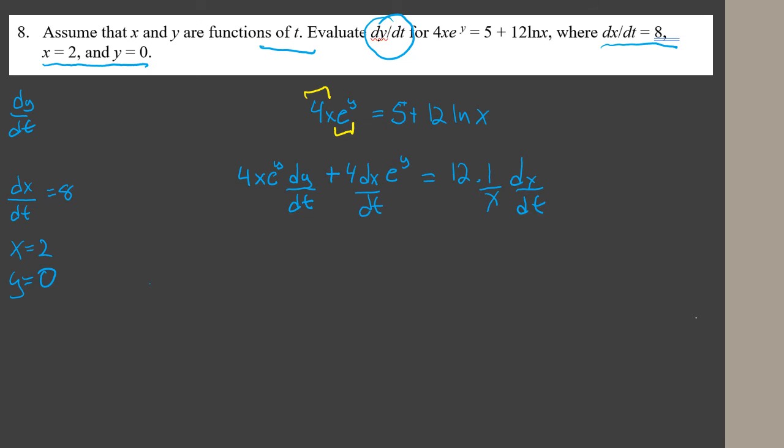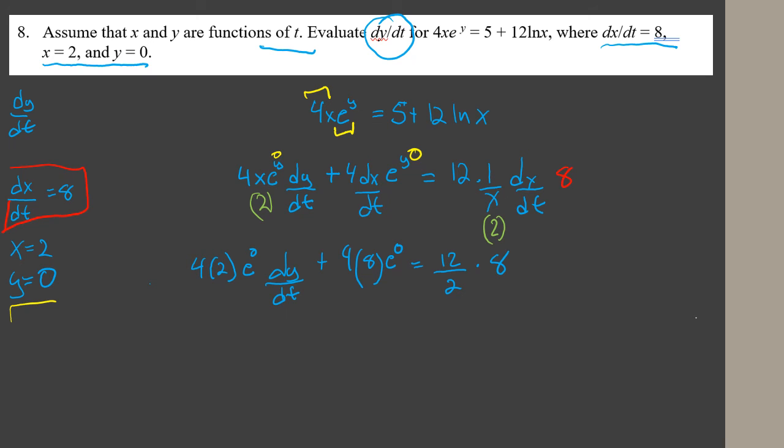So we're actually pretty close at this point. We're going to fill in what we know. Wherever there's a dx dt, we're going to put in 8. Wherever there's a y, we put in 0. And wherever there's an x, we put in 2. So rewriting everything, we have 4 times 2 e to the 0 dy dt plus 4 times 8 e to the 0 equals 12 divided by 2 times 8. And already we've got numbers everywhere else, and we just need to solve for this dy dt.